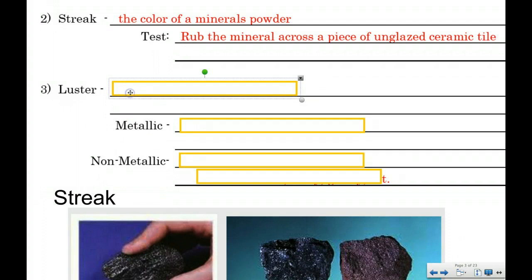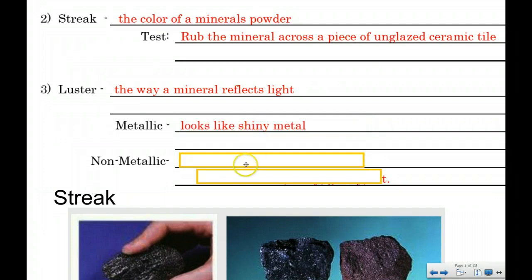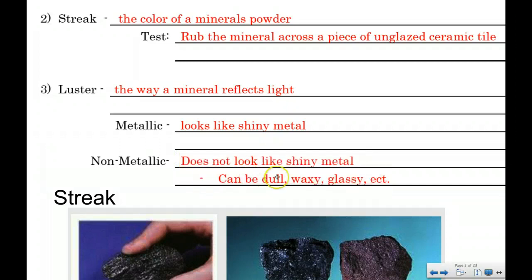The luster is how it shines, or how it reflects light. And we have two broad categories within this. One is metallic, where it looks very shiny, and one is non-metallic, not shiny, which can be dull or waxy or glassy. Sometimes it's challenging to see whether something's glassy or metallic. If you look at a piece of glass, it shines, but it doesn't shine like a metal.